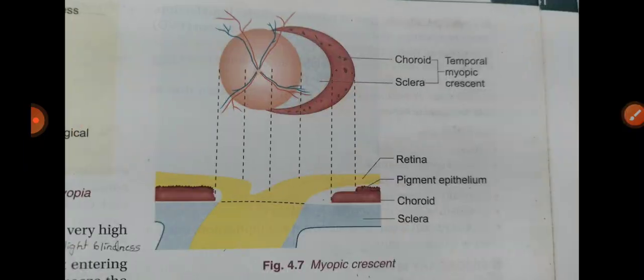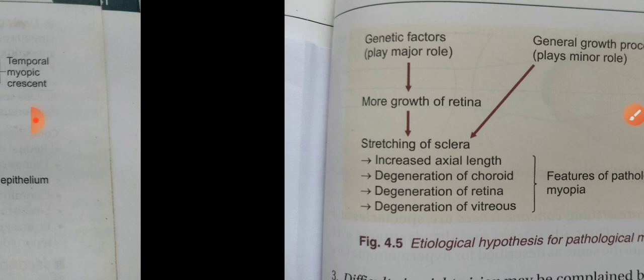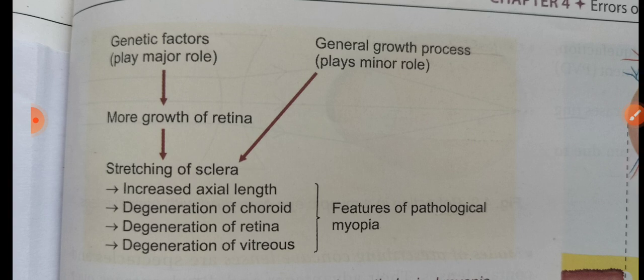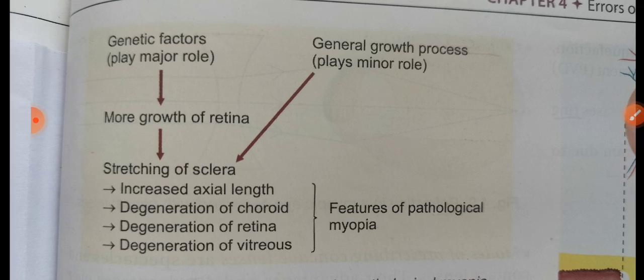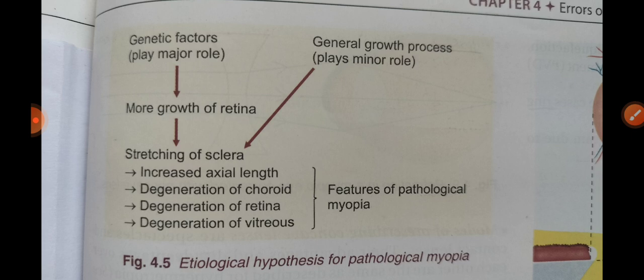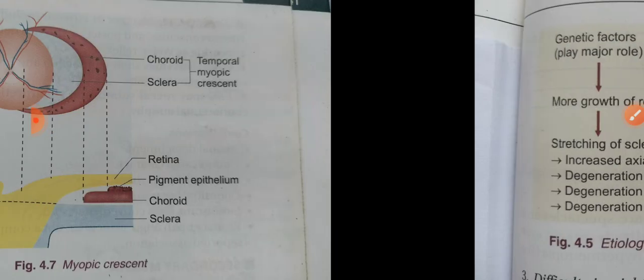Let me show you the picture. Here you can see genetic factor plays a major role, and the general growth process plays a minor role. Both of them cause stretching of the retina and sclera, which causes increase in axial length and degeneration of choroid, retina and vitreous. These are the features of pathological myopia. Because sclera and retina are distensible but choroid is not, you will see a myopic crescent. The myopic crescent looks like this. I will come to that.